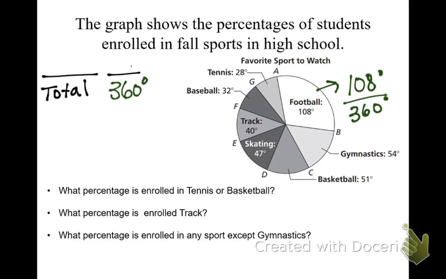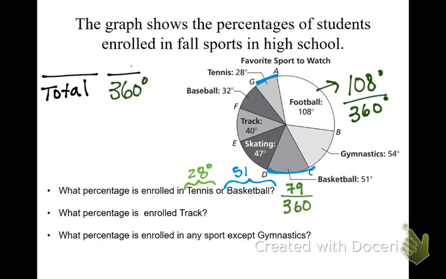So we're going to do this. This is more so what you had on your quiz. What percentage is enrolled in tennis or basketball? How many degrees are enrolled in tennis? 28 degrees. And how many degrees are enrolled in basketball? 51. All right, so how many total are in tennis or basketball? 79 out of how many degrees?